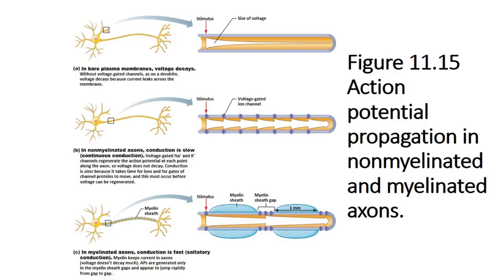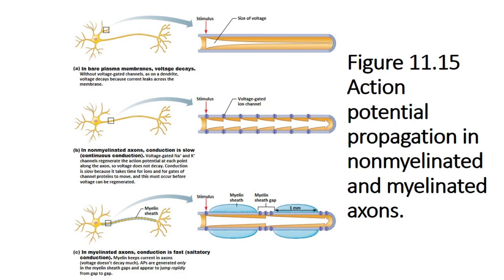So let's compare 3 different neurons. For example, we have neuron A that has bare plasma membrane, no sodium voltage-gated channels, and no myelin. So the stimulus is created, but without these sodium voltage-gated channels, it cannot be recreated and doesn't fully propagate or travel down the entire length of the axon without dying out. This type of pathway, where we see a signal dying out over time or with distance, is common in dendrites. And it's going to be more common for graded potentials, not action potentials.